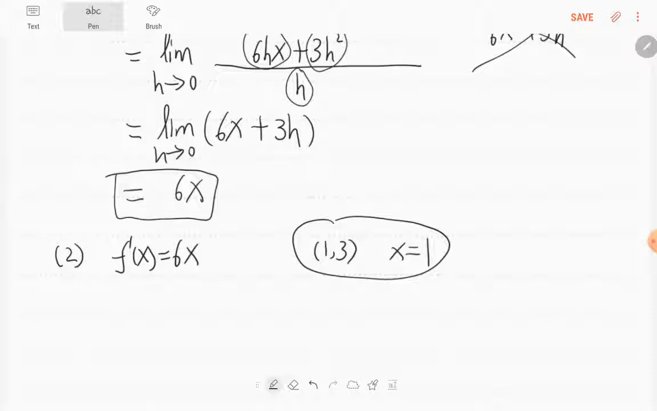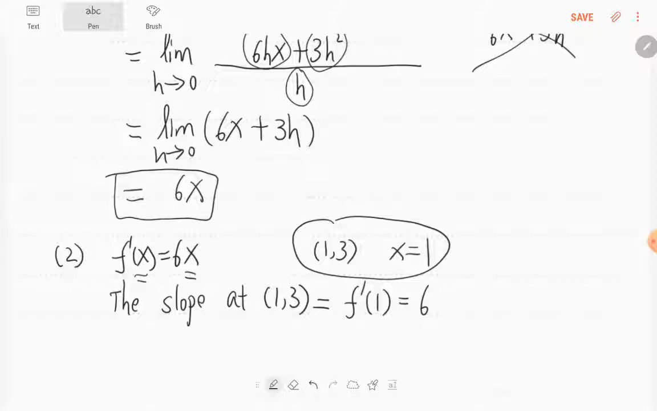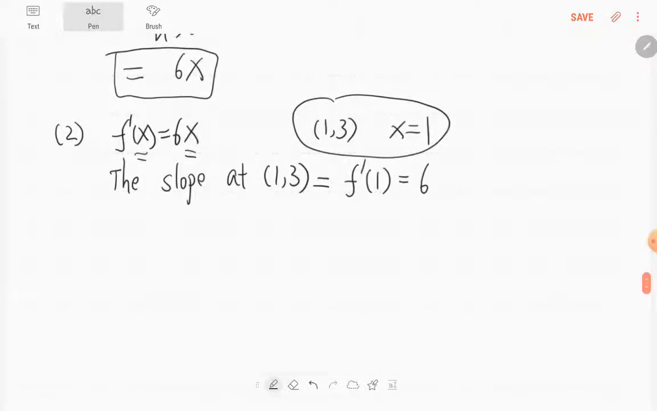So we want to know the slope of the tangent line at the point (1, 3), which is the derivative of f when x equals 1. If we plug in 1, this is 6 times 1, you replace x with 1, so you will have 6, right? So 6 is the slope of this tangent line at the point (1, 3). Then we can use what? We can use the point slope form to find the tangent line.